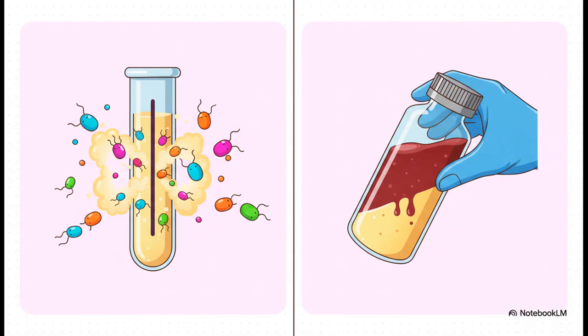Semi-solid media has just a tiny little bit of agar, making it feel like a soft jelly. Its whole purpose is to see if bacteria can move around on their own. Then you've got biphasic media, which, just like the name says, has both a solid and a liquid part in the same bottle. It's used for really specialized things like blood cultures.